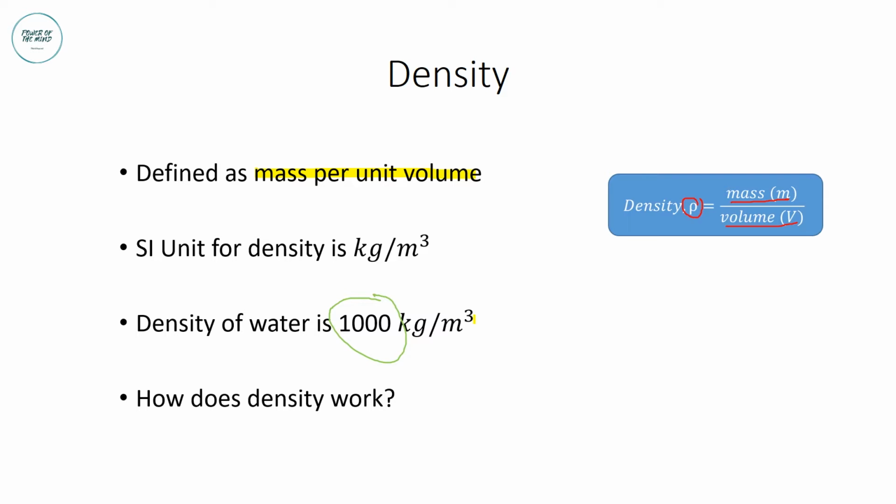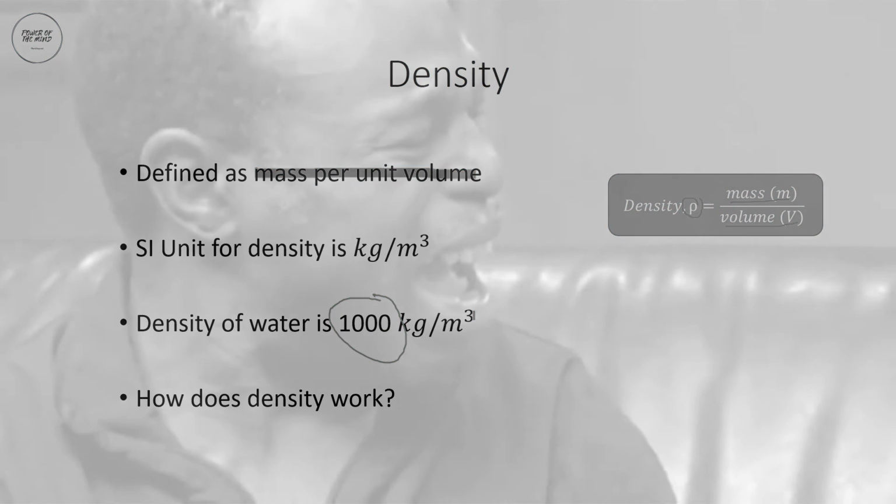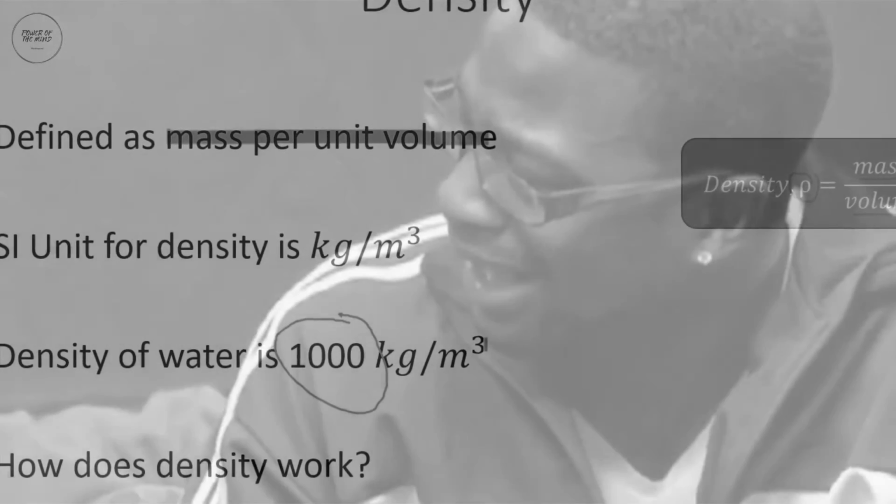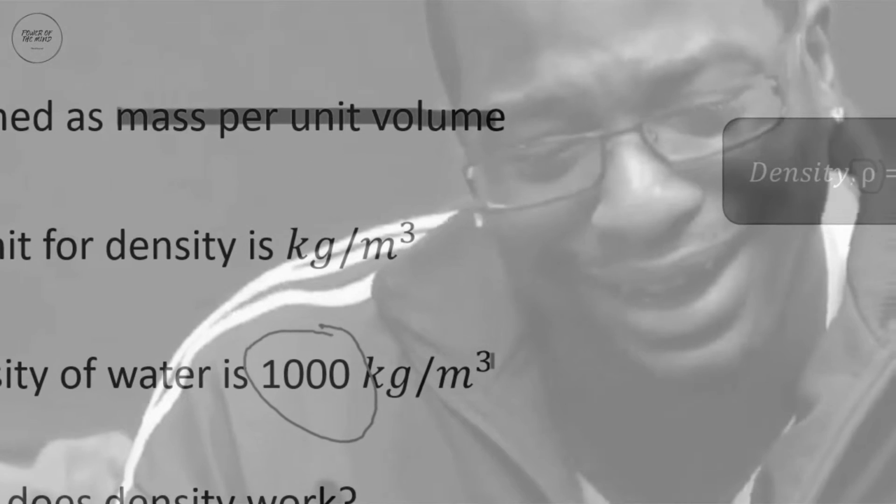Density is actually what makes an object float or sink. If an object is less dense than the other, then it will float, and vice versa. For example, ice is less dense than water, so ice will float. Have you ever seen ice underwater? No, right? When you see an iceberg, like the one the Titanic hit, it floats because it has lesser density compared to water.